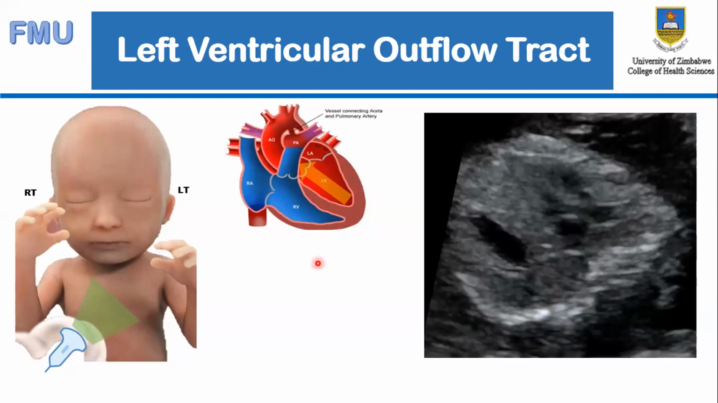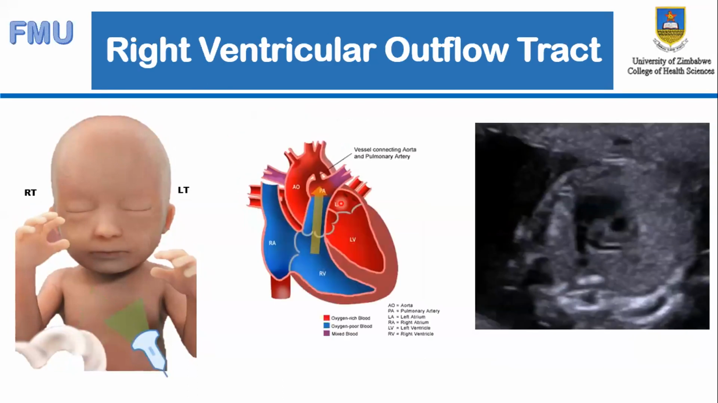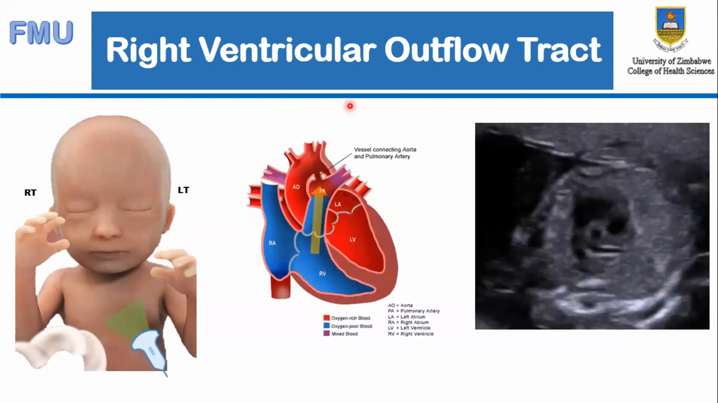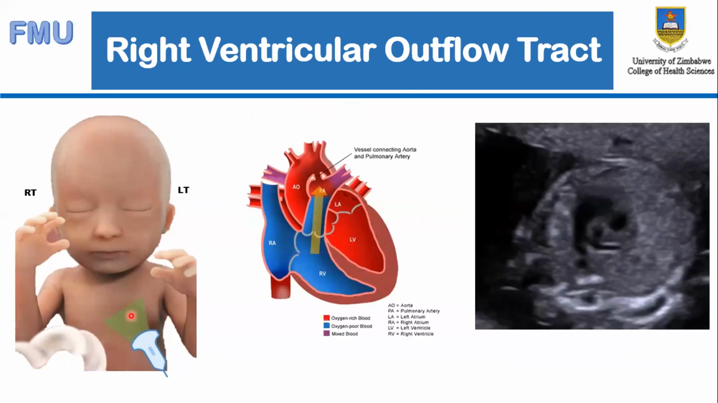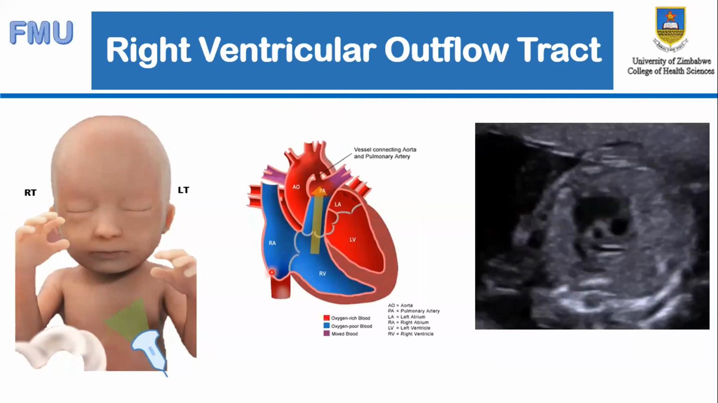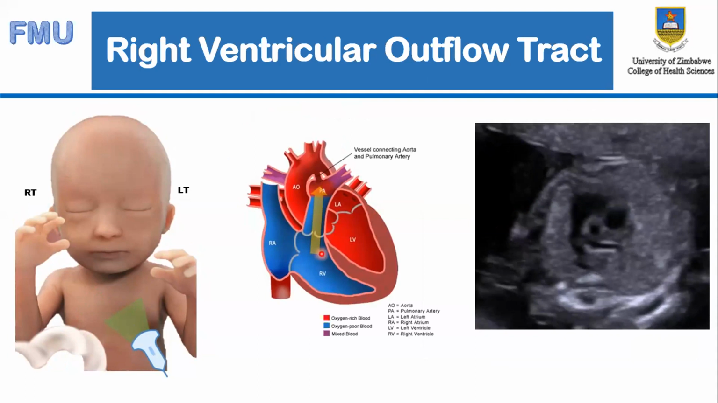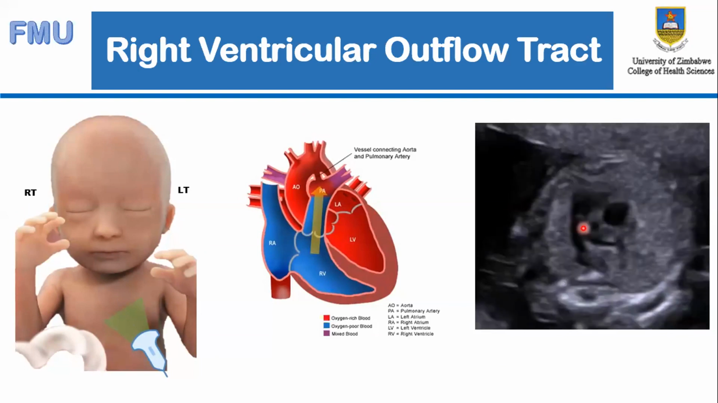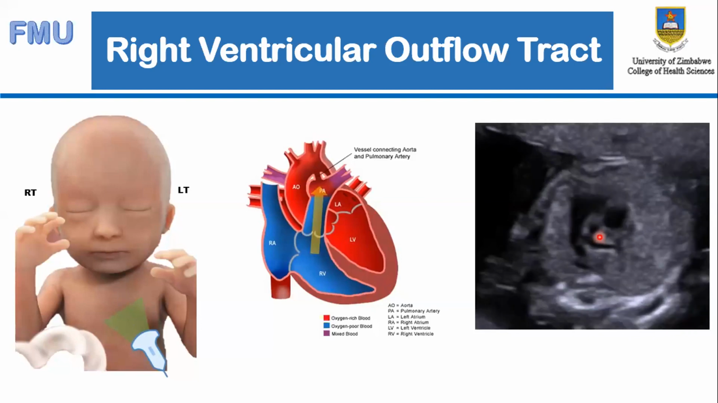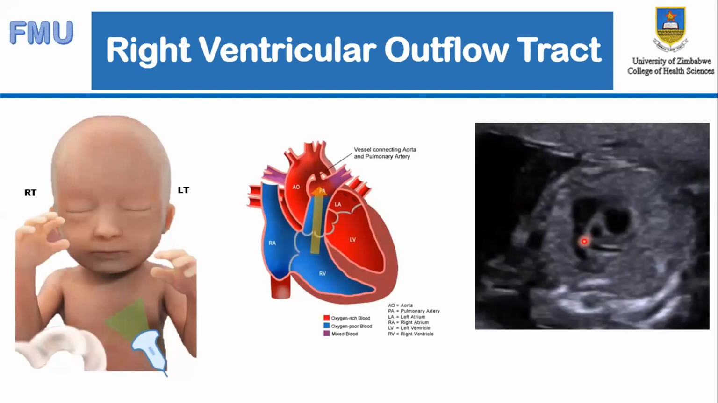We go on to assess the three vessel tracheal, the right ventricular outflow tract. On this one, we slightly rotate towards the fetal left shoulder and angle it a bit more in order for us to get a view of this image. We want to see the right ventricle, the right atrium, the pulmonary vessel, the pulmonary valves, which should be freely moving, the aorta, and we also want to get a view of the right pulmonary artery.